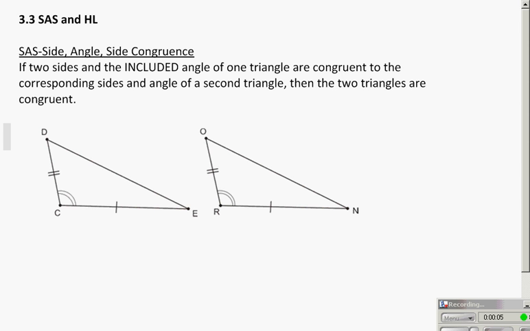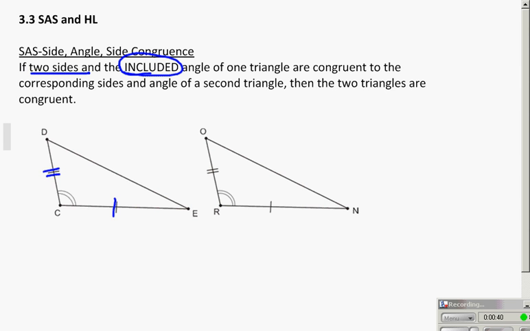All right, 3.3 is going to talk about two congruence rules, side angle side and HL. So side angle side is exactly what it sounds like. We are talking about two sides and the included angle, and that's the key. It has to be the angle between the two sides you know. If those three things are congruent to the corresponding sides and angles of the second triangle, then the two triangles are congruent. So this picture really says it all.